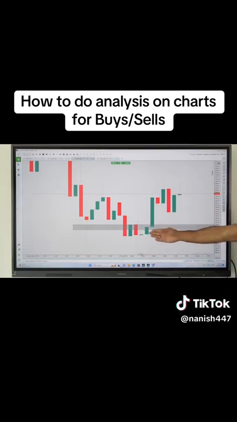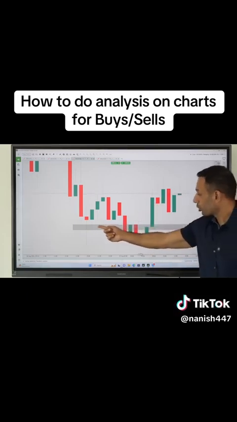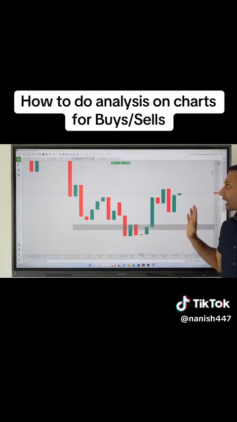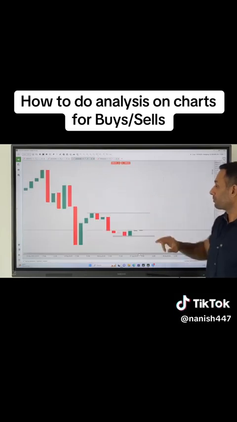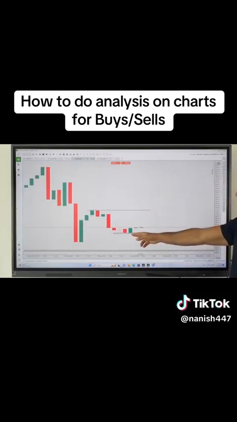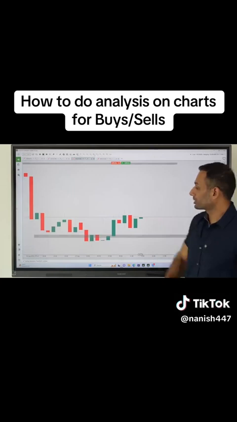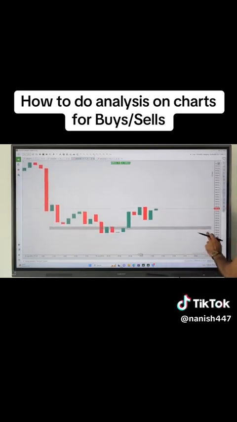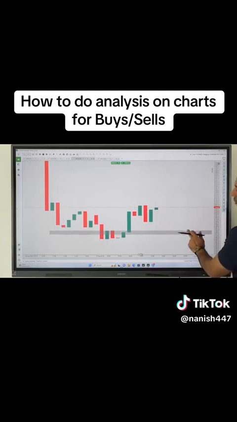Now, looking at the 1 hour, you can see how this zone is overlapping the 1-hour candles, right? We looked at the 4-hour time frame, and it makes sense to zone right over here below the candles. Looking at the 1-hour time frame, now we see that the zone is overlapping the candles right over here.